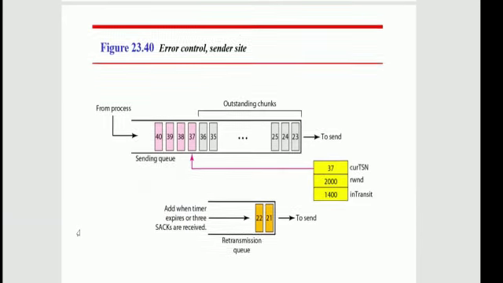Here is the last slide, which shows us the error control at the sender side and how it is achieved. The sender side can contain a sending queue and a retransmission queue. Three variables, rwnd, inTransit and curTSN, are used in the given figure. The given figure shows the typical diagram at the sender side. The sending queue contains chunks 21 to 30. Chunks 21 to 27 have already been sent, but they are not acknowledged. Chunks 21 to 27 are outstanding chunks.